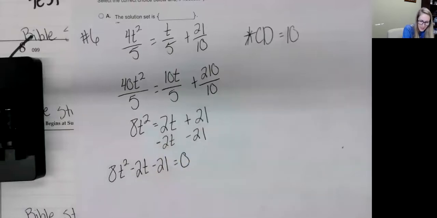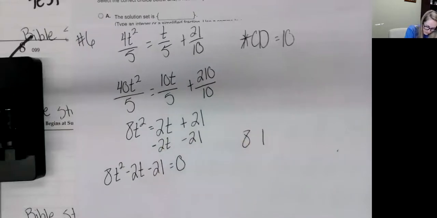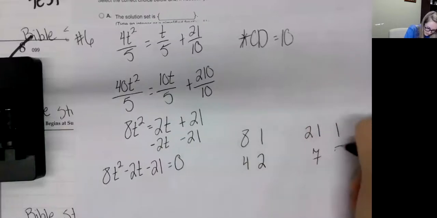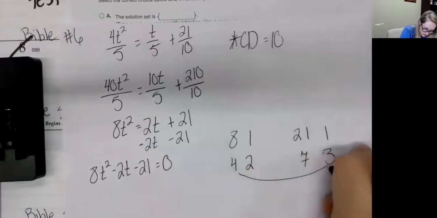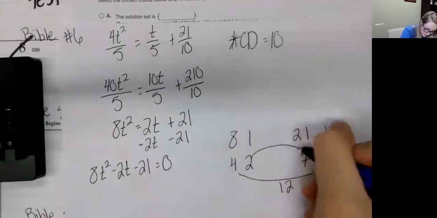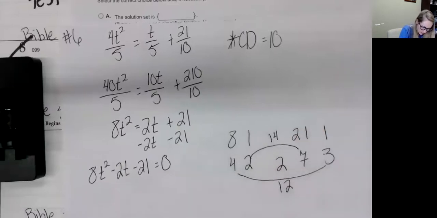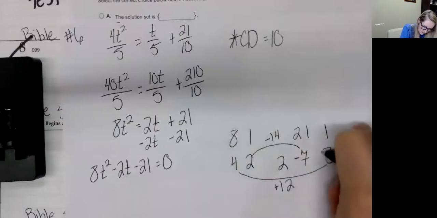So now I need factors of 8 and 21 that are going to subtract to get 2. So we have 8 and 1, 4 and 2, 21 and 1, 7 and 3. And we're subtracting to get 2. Well, 3 times 4 is 12. 7 times 2 is 14. 14 subtract 12 would be 2. And they want the highest one to be negative, and this one would be positive. So negative 7, positive 3.